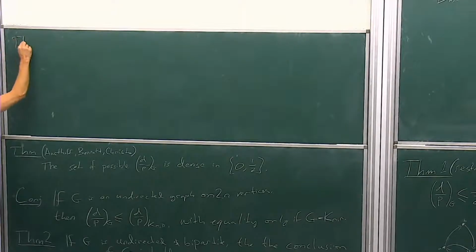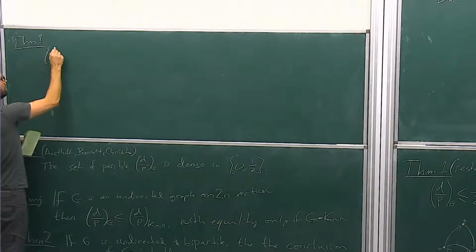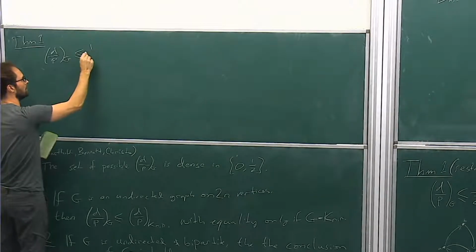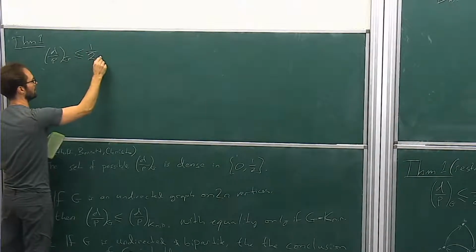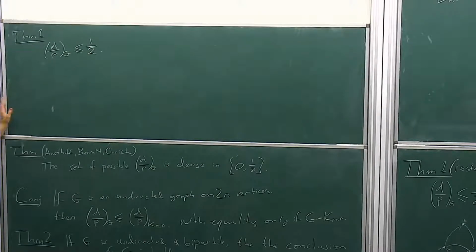So theorem 1 is: at most half of the permutations on G are a derangement. And also there's the case of equality, which I'll mention. So the basic idea is an obvious one.